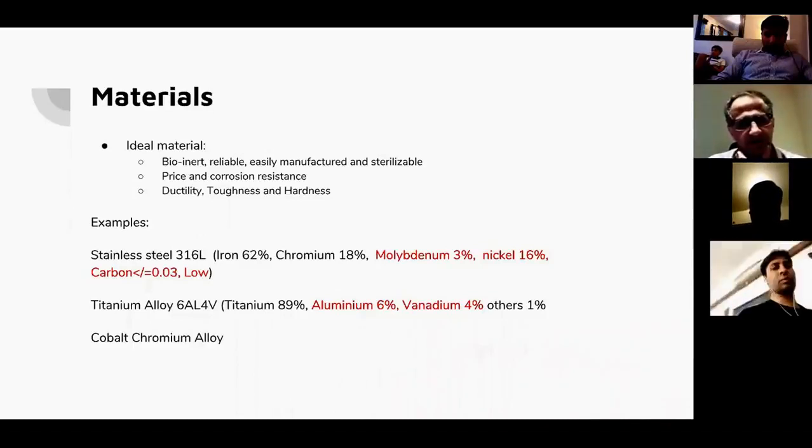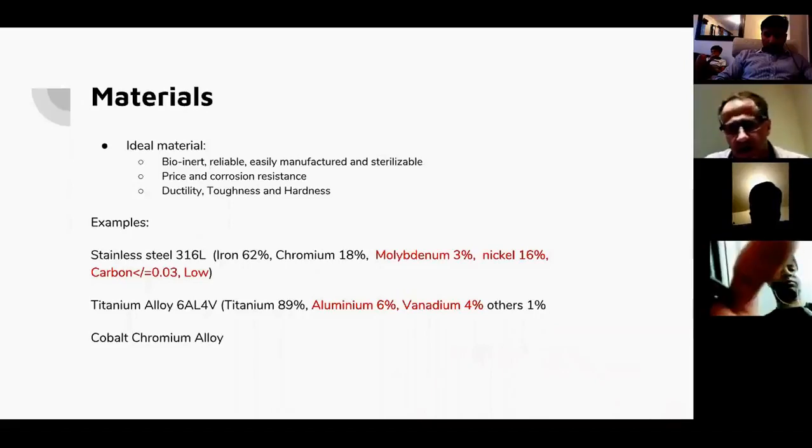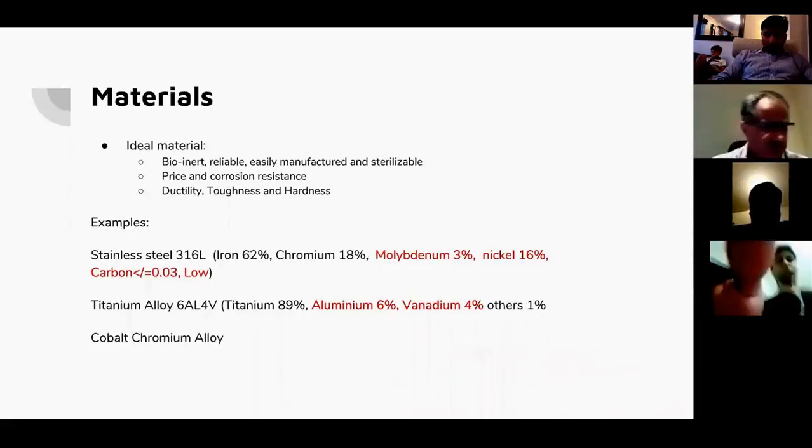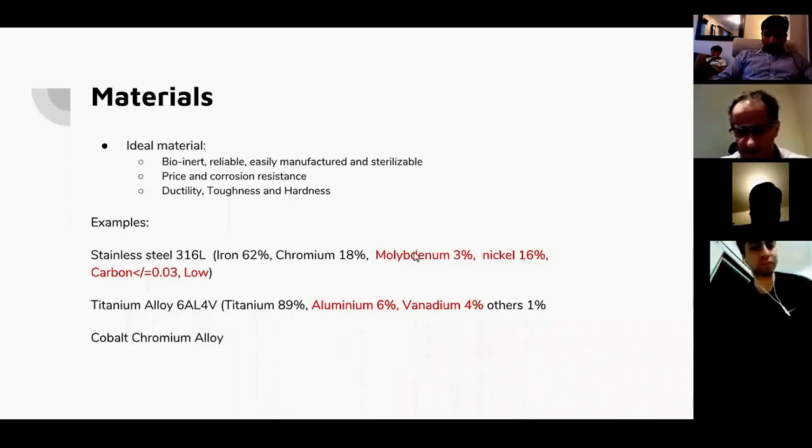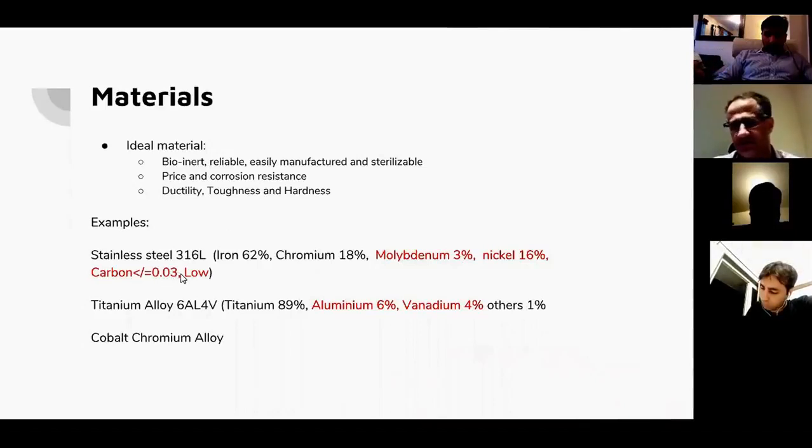Examples of materials we use commonly: stainless steel 316L. The 316, this is quite an important question. They do ask you about this quite frequently. What does the 3 stand for? Molybdenum, 3%, nickel, 16%. And the L stands for low carbon, which is any stainless steel which has less than 0.03%. Now, this is quite an important concept.